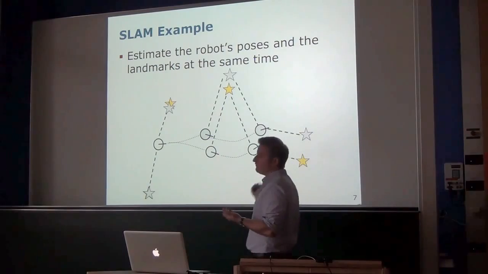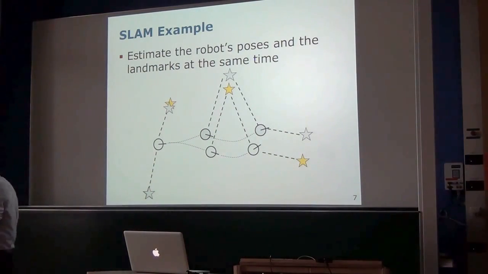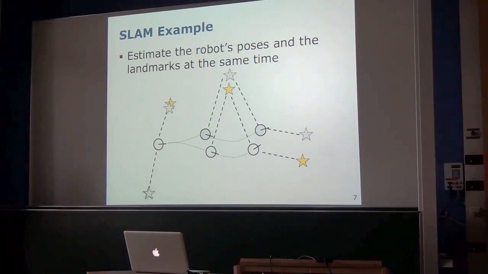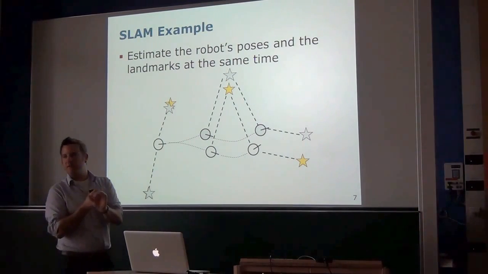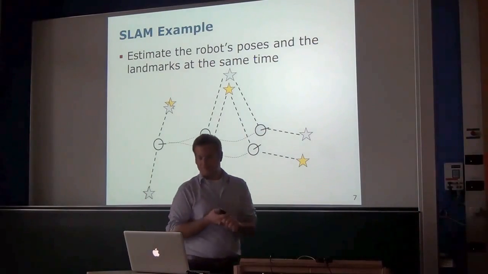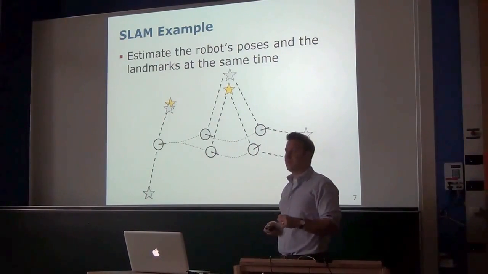If I re-observe the environment over and over again, depending on which technique I use for estimating them, in most techniques I can get more certain, more accurate in my estimate of where I am relative to the environment and what the environment looks like. This is the full SLAM problem, and this is what we're going to tackle here.